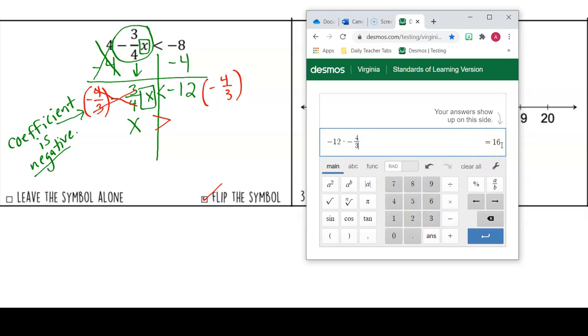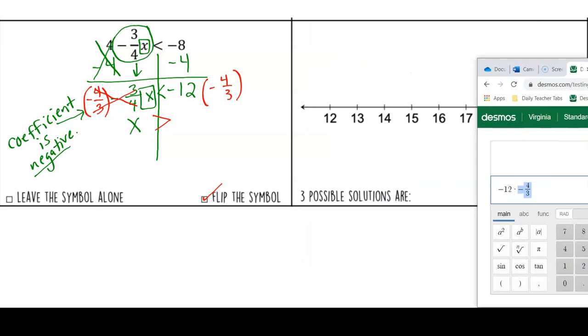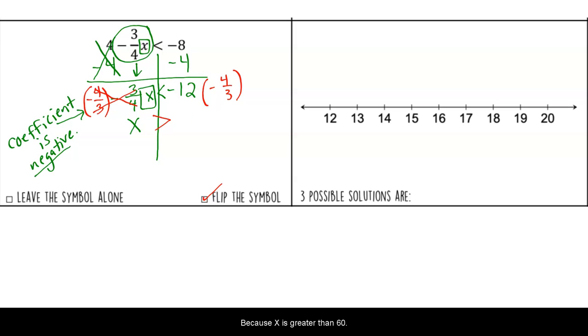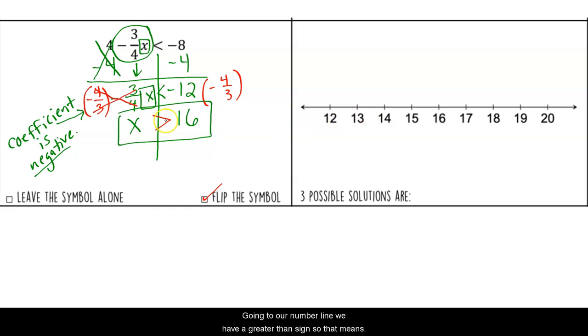My answer is 16. Again, I just took this part of the inequality on the right. Because I multiplied by a negative, that's why I flipped my sign. And then the number I'm going to write on the right side is 16. Because x is greater than 16. Going to our number line, we have a greater than sign, so that means if x is greater than 16, it can't be 16. It's anything greater than 16.